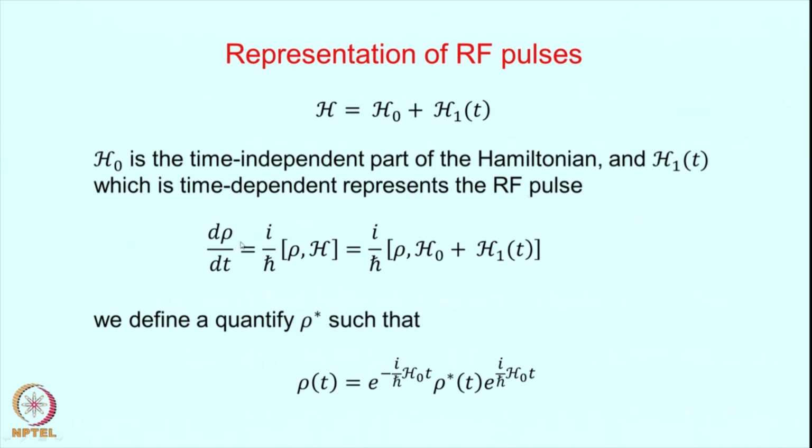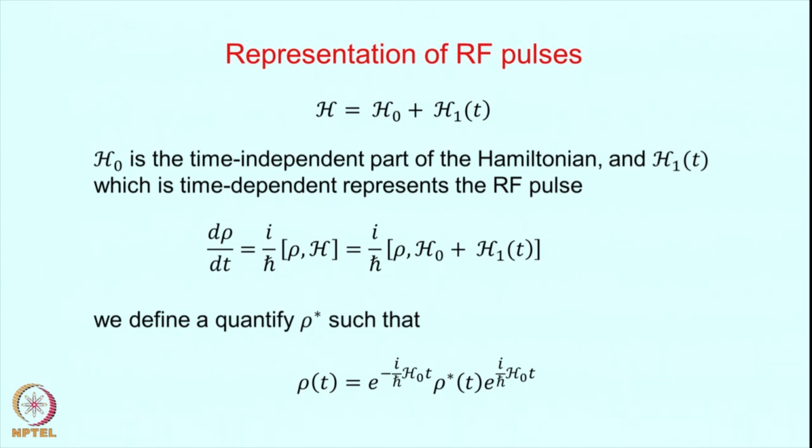So now we rewrite the Liouville equation. d rho by dt is equal to i by h cross the commutator of rho and Hamiltonian H. Earlier this Hamiltonian was only H0, now our Hamiltonian will be H0 plus H1(t). Now, what was the solution when this was not present? You recall that rho of t was given by e to the minus i by h cross H0 t, rho of 0, e to the i by h cross H0 t. That was the solution in the absence of the H1(t).